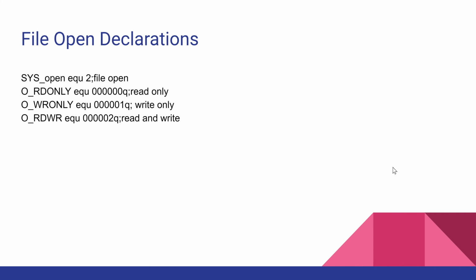File open declaration. sys_open equals 2, file open. O_RDONLY equals 000000q, read only. O_WRONLY equals 000001q, write only. O_RDWR equals 000002q, read and write.